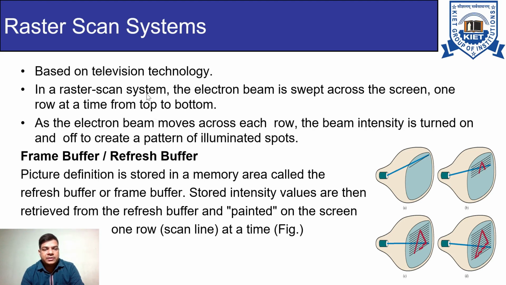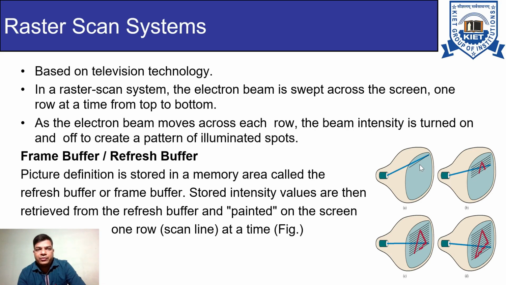In a raster scan system, the electron beam is swept across the screen one row at a time from top to bottom. As the electron beam moves across each row, the beam intensity is turned on and off to create a pattern of illuminated spots.